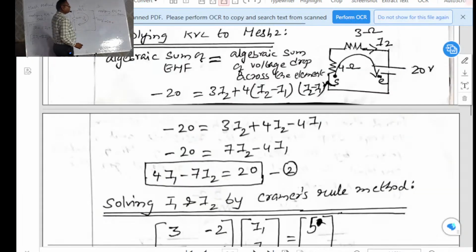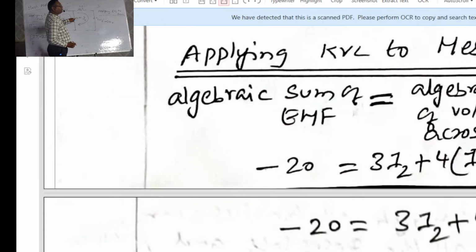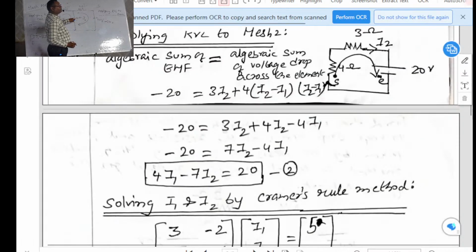-20. This starting one, second, third. Which is the ending one? 4 is the ending one. 1, 2, 3 clockwise. First one, sum of EMF plus to minus -20 is equal to drops.